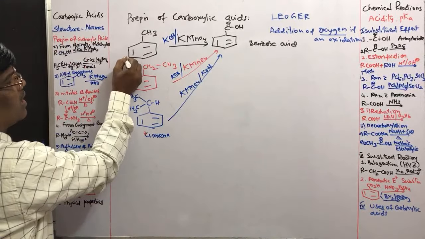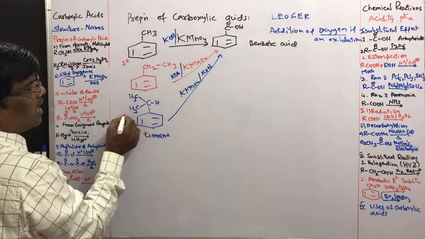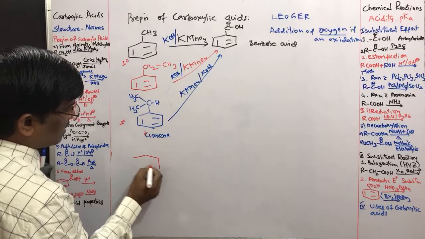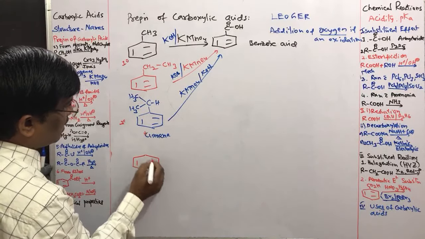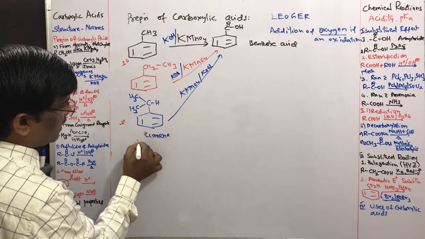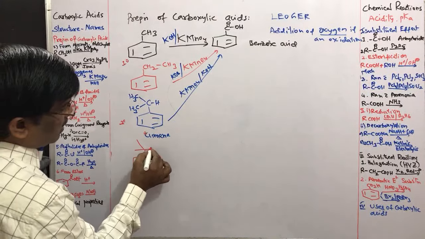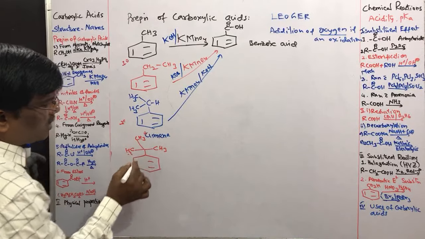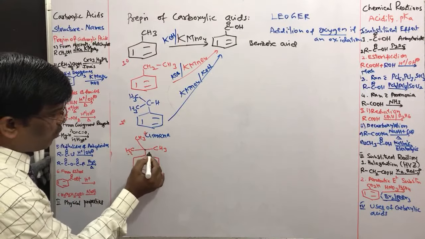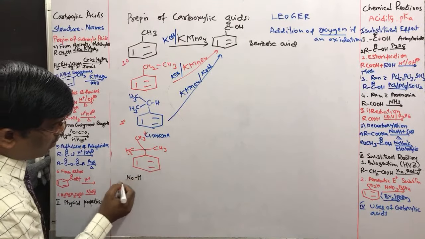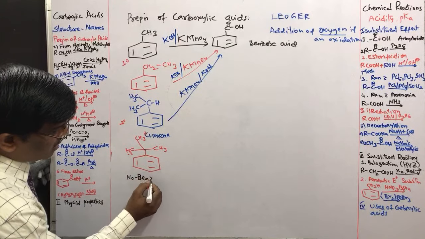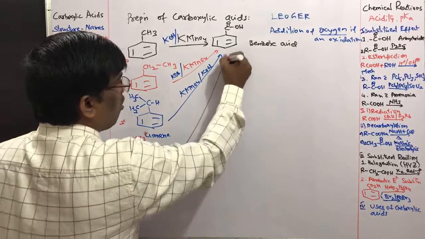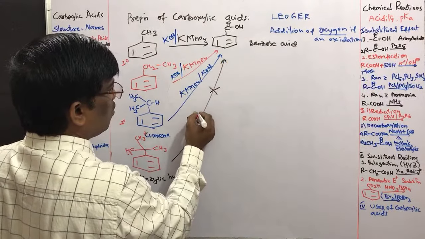So primary, we are getting acid. Secondary, we are getting acid. Whereas if it is substituted further, I can write like this, and if it is substituted with another methyl group, so if there is no hydrogen at the benzylic position, this is the benzylic position, no benzylic hydrogen, there is no oxidation. KMnO4, no oxidation.